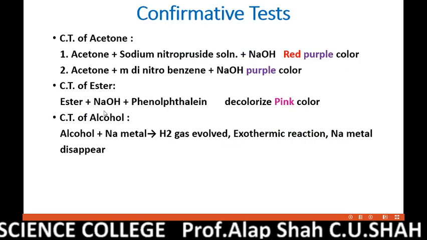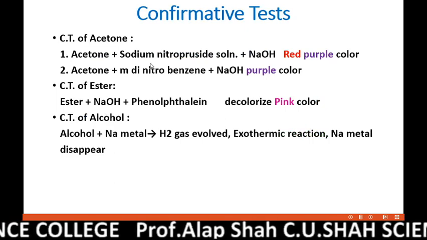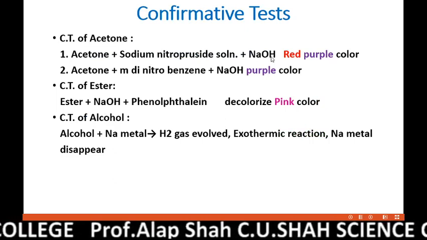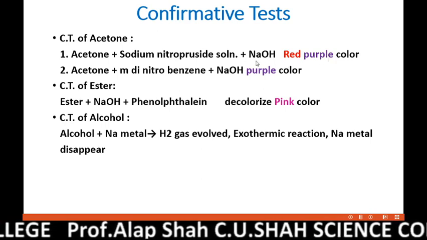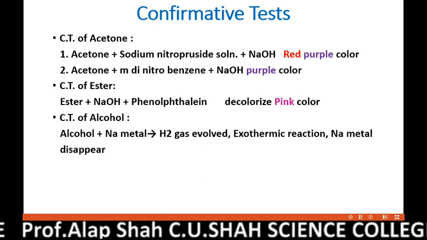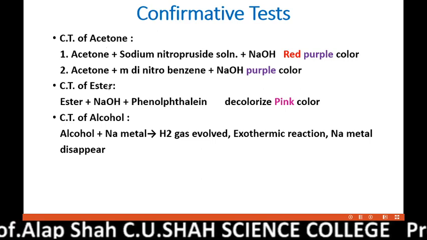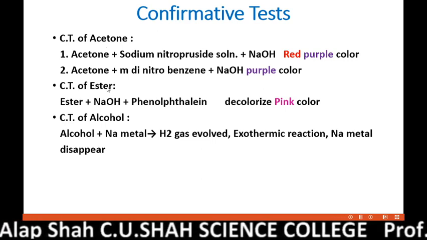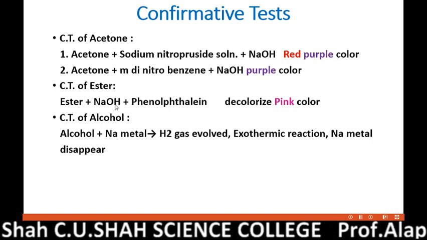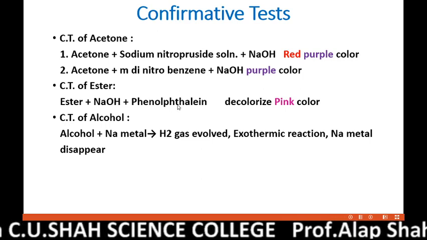You can see that acetone, I think there is no need to heat it, with sodium nitroprusside solution and NaOH gives a red purple color, or if it is heated with meta-dinitrobenzene and NaOH, it gives a purple color. So the presence of ketones can be confirmed by this test. Esters decolorize the pink color of the diluted solution of sodium hydroxide and phenolphthalein.